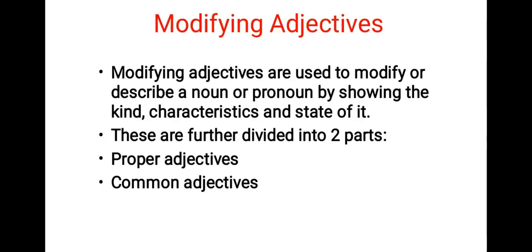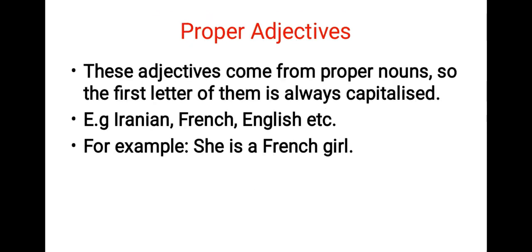Modifying adjectives are used to modify or describe a noun or pronoun by showing the kind, characteristic, and state of it. These are further divided into two parts, proper adjectives and common adjectives. Modifying adjectives show the quality or kind or characteristics of a noun or pronoun. Proper adjectives come from proper nouns, so the first letter of them is always capitalized. For example, Iranian, French, English. These show a characteristic.